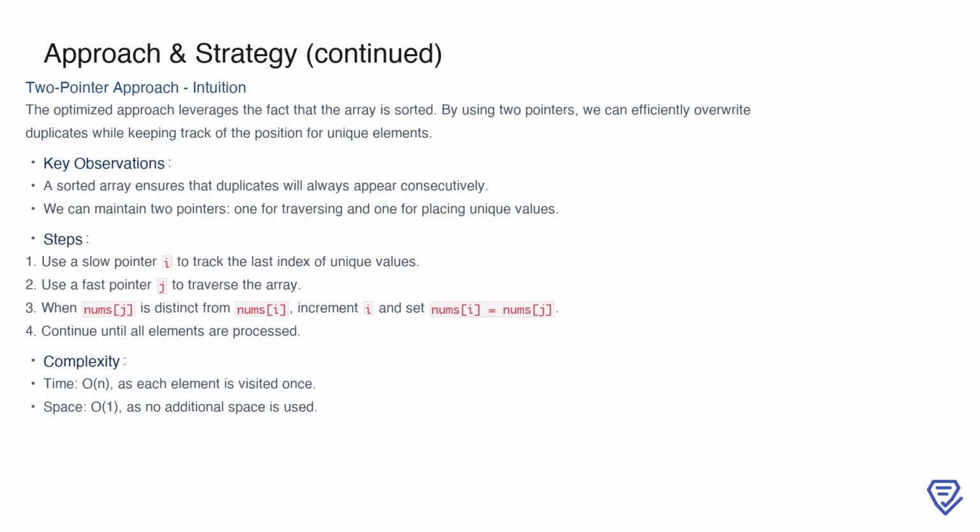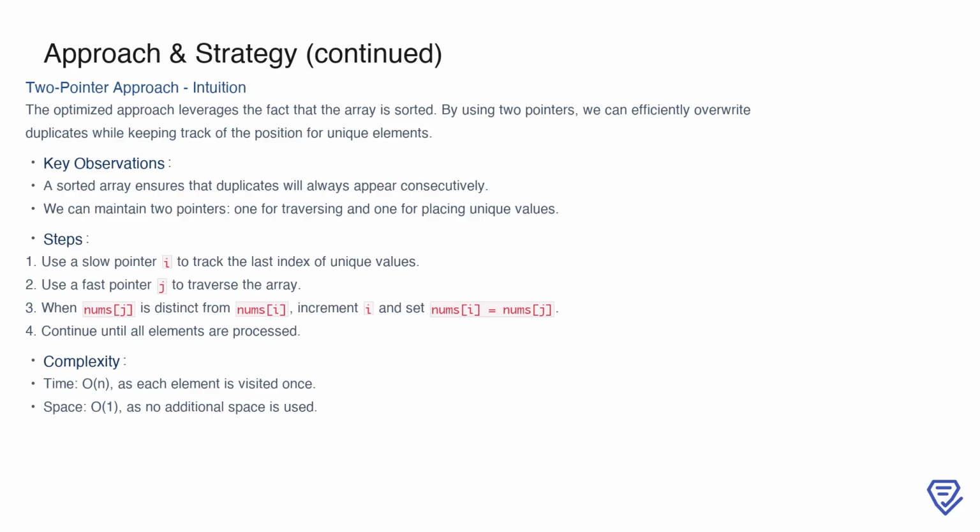The key observation is that in a sorted array, duplicates will always appear consecutively. This allows us to traverse the array with one pointer, while another pointer keeps track of the position where the next unique element should be placed. Specifically, the slow pointer, denoted as i, tracks the last index of unique values, while the fast pointer, j, traverses the entire array. Whenever the element at nums[j] is distinct from nums[i], we increment the slow pointer, i, and update nums[i] with the value at nums[j]. This process continues until we've processed all elements.